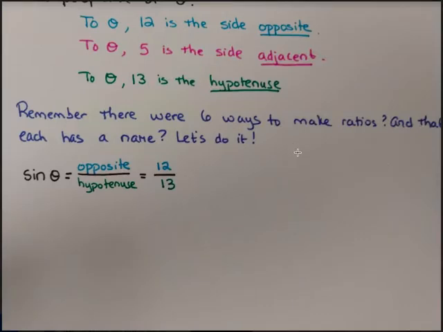Now, if you remember, there were 6 ways to make the ratios, and each one has a name. So let's look at all 6 from this right triangle. Sine, abbreviated SIN, the sine of theta, is the ratio that compares the side opposite to the hypotenuse of the triangle. So in our example, that's going to be 12/13. In case you're wondering, what is that number going to mean? Don't worry, we're going to get to that. For now, we're just trying to build the ratios.